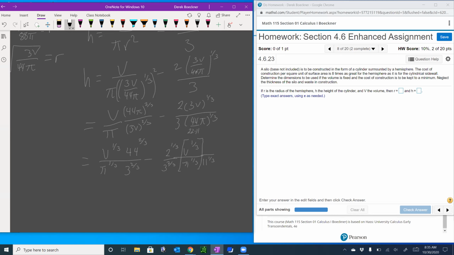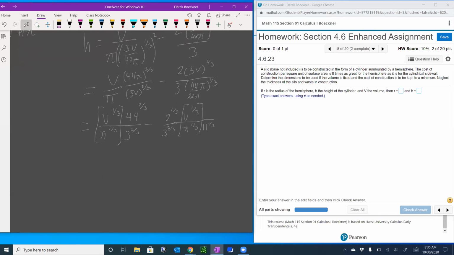So I've got V over pi to the 1/3 on both of these. I've got 2 to the 4/3, 11 to the 1/3, 3 to the 2/3, minus 2 to the 1/3, 3 to the 2/3, 11 to the 1/3. There's got to be a way to simplify this a little bit more so it's not quite so ugly.